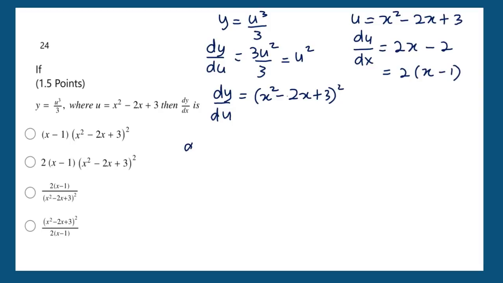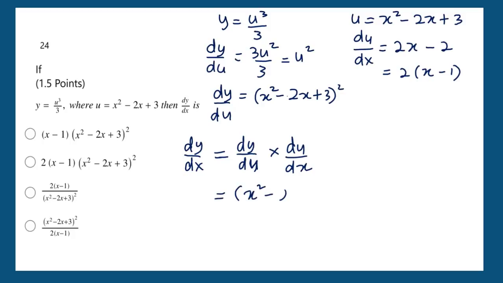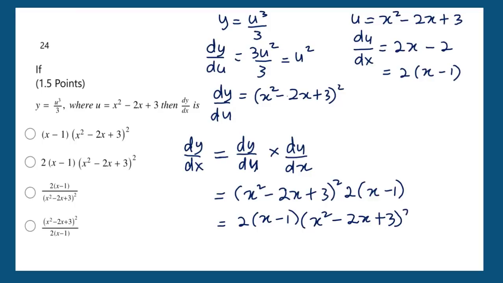So using the chain rule, where dy/dx equals dy/du times du/dx. So we write dy/du as (x squared minus 2x plus 3) squared, and du/dx equals 2 times (x minus 1). So this is actually equal to 2 times (x minus 1) times (x squared minus 2x plus 3) squared. So this is the answer here, using the chain rule.